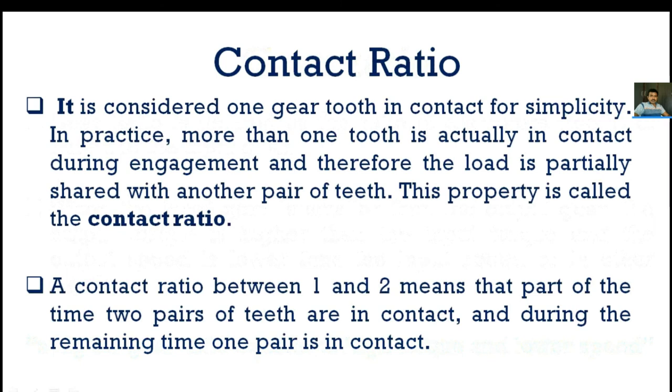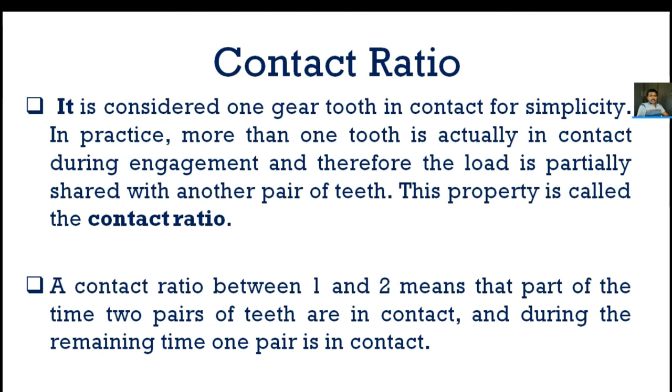Then contact ratio. Contact ratio is number of pairs of teeth in contact. It is considered one gear tooth in contact for simplicity, but in actual practice, more than one tooth is in contact during the engagement, and therefore the load is partially shared with another pair of teeth. This contact ratio is nothing but number of pairs of teeth in contact while the two gear wheels are mating. The contact ratio generally lies between 1 to 2.